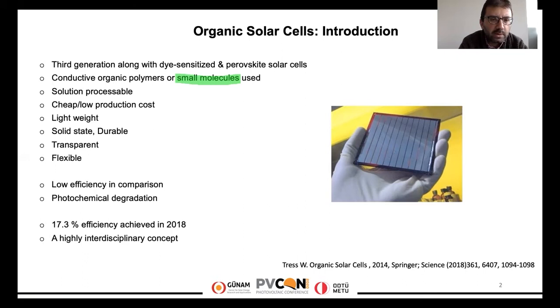Some disadvantages could be counted: they have generally low efficiency in comparison to first generation solar cells, and they are prone to photochemical degradation since organic molecules have been used. A record efficiency of 17.3 has been achieved in 2018, and as you imagine, it's a highly interdisciplinary concept. So people from different disciplines should work together in order to better understand the concept.